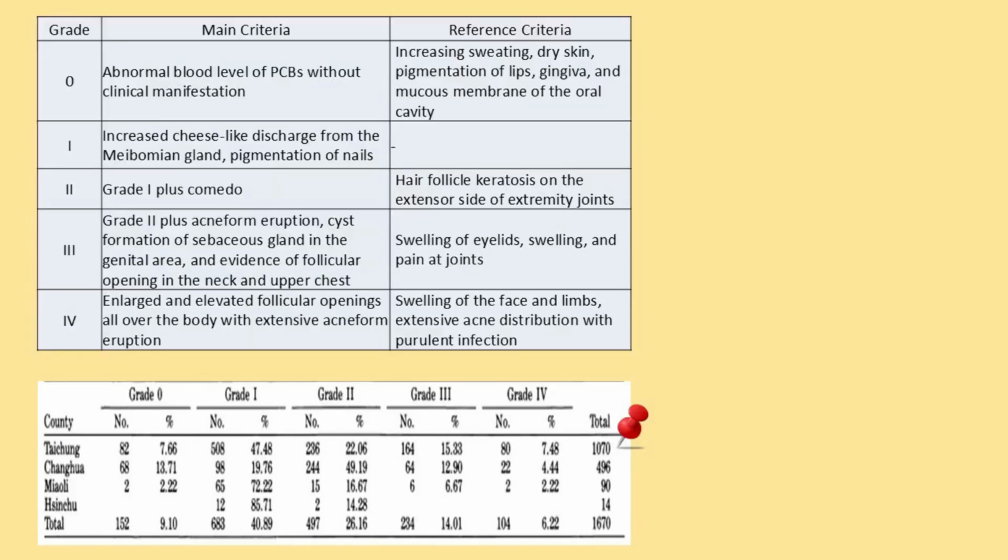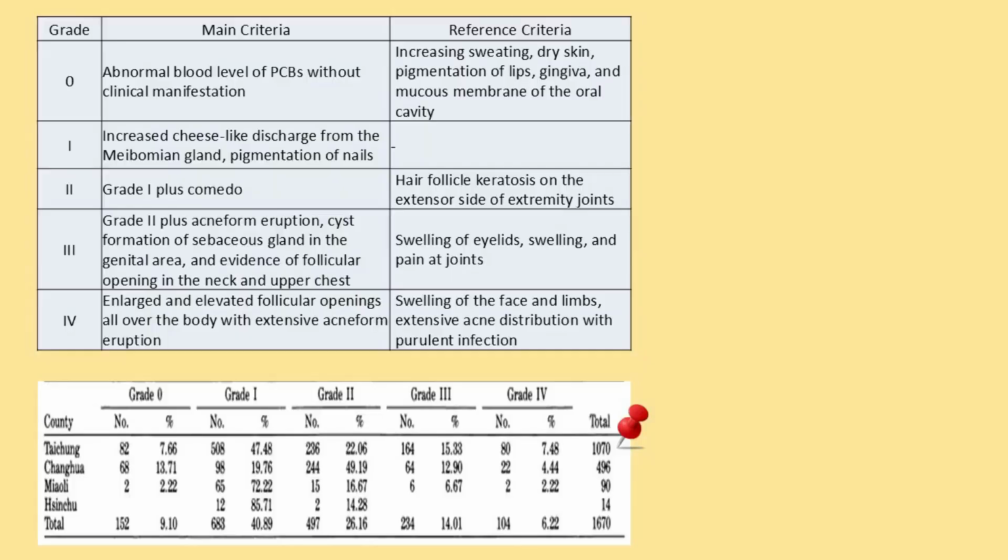In the first grade, there is increasing cyst-like discharge from the meibomian gland, and there is pigmentation of the nails. The second grade is grade 1 plus comedo. And then the reference criteria is hair follicle keratosis on the extensor side of extremity joints.